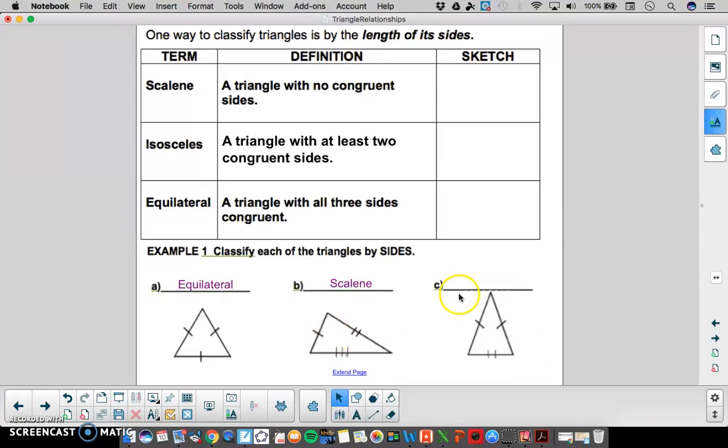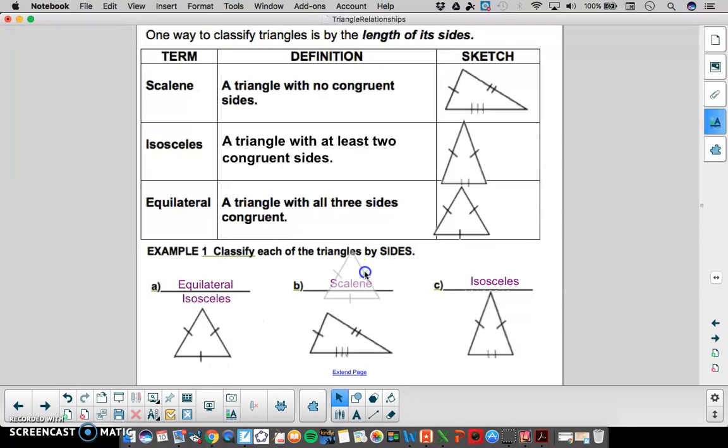In this last one, we have 1 here, 1 dash here, and then 2 here. So I have 2 sides that are congruent in this triangle. That's at least 2, so it is isosceles. Now it's important to keep in mind that yes, this triangle is isosceles, and this triangle is scalene, and this triangle is equilateral. However, this equilateral triangle also has at least 2 congruent sides. It has 3. So we could also classify the equilateral triangle as isosceles. So that actually fits into both categories.